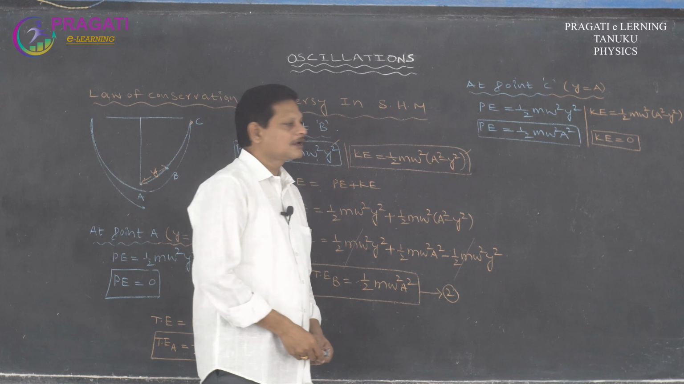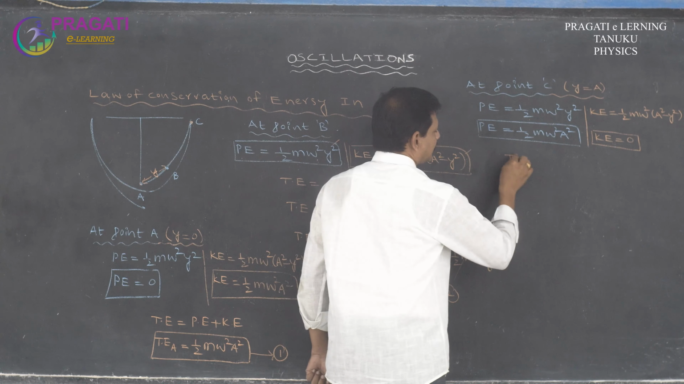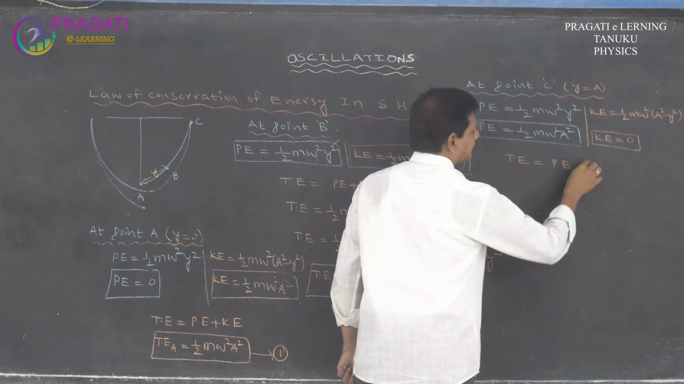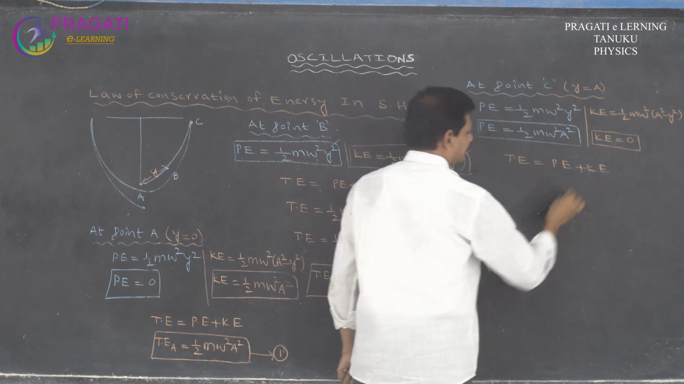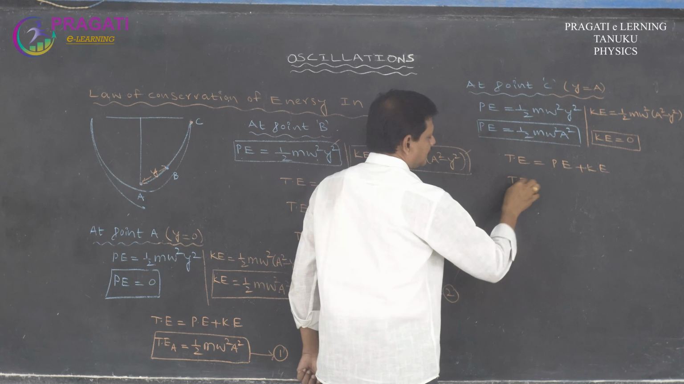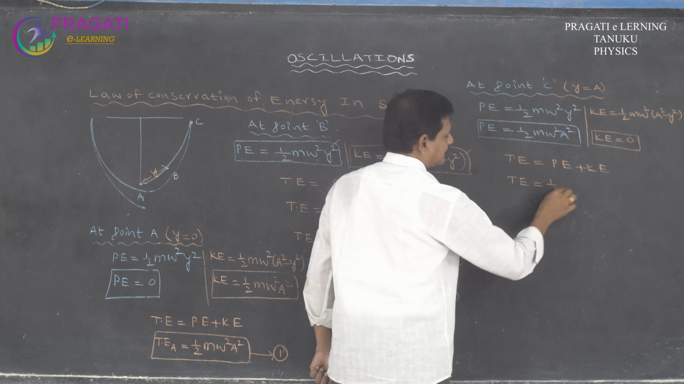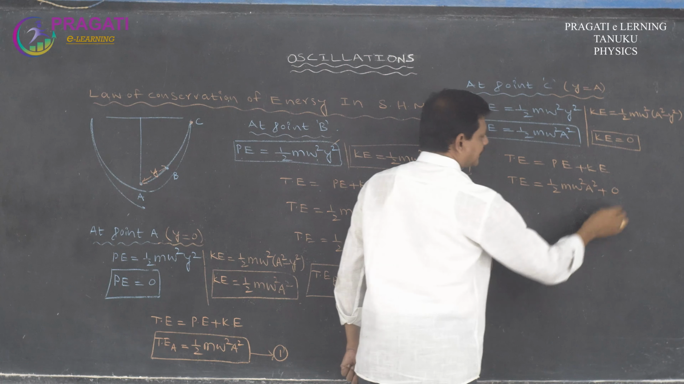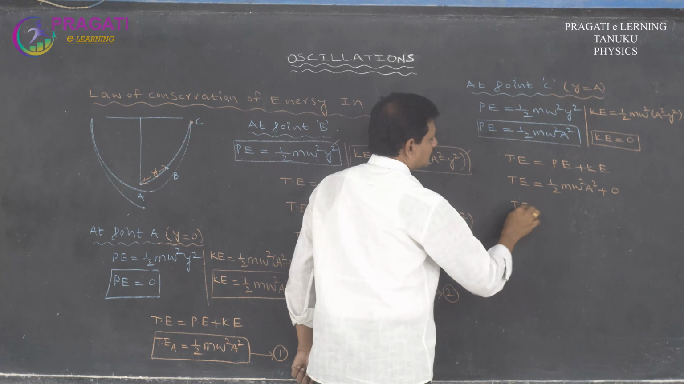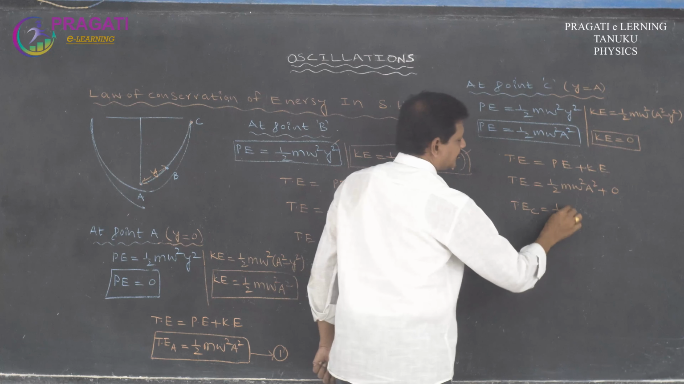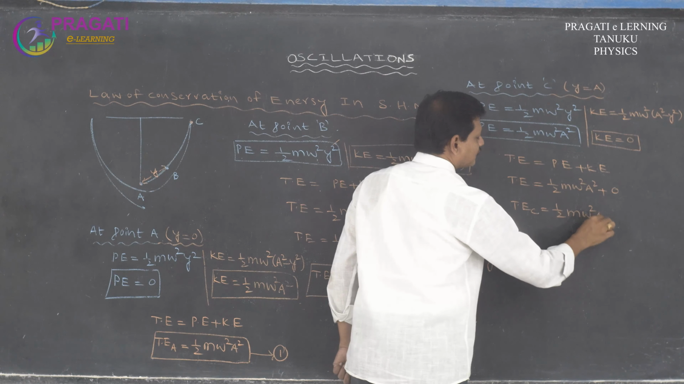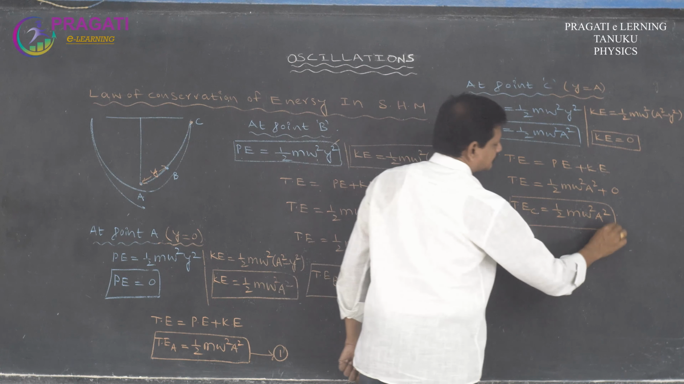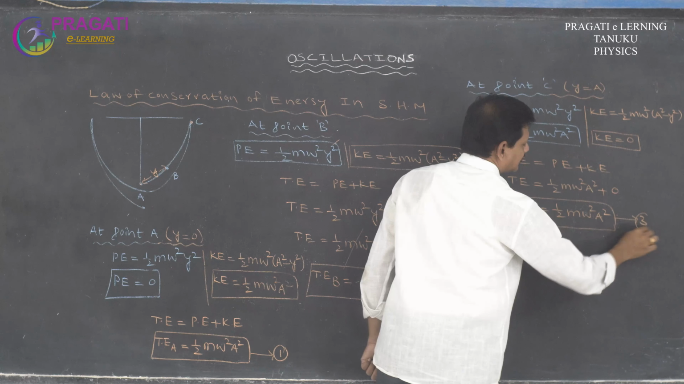Okay? Now total energy TE is equal to PE plus KE. So TE is equal to potential energy half m omega square A square plus kinetic energy 0. So TE at C is half m omega square A square. Say it is equation 3.